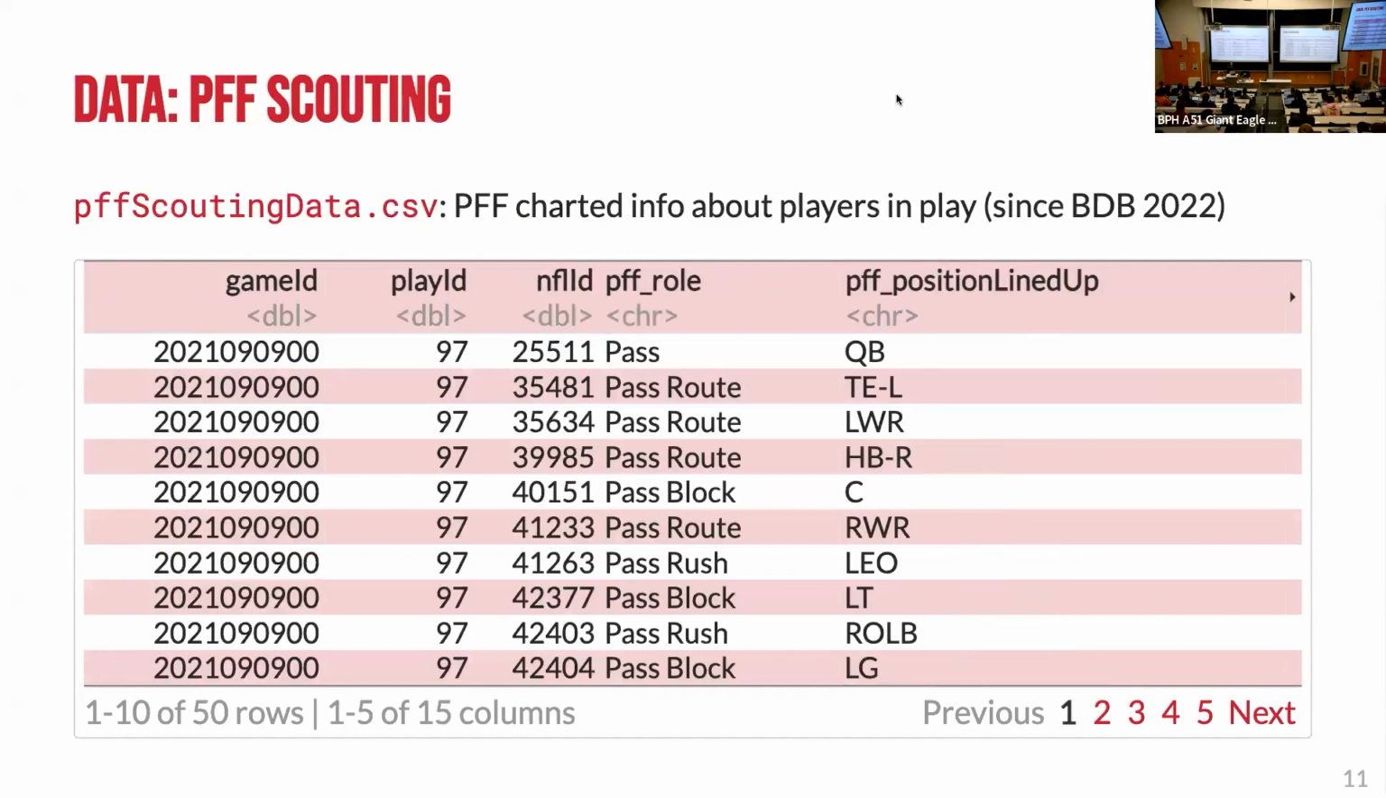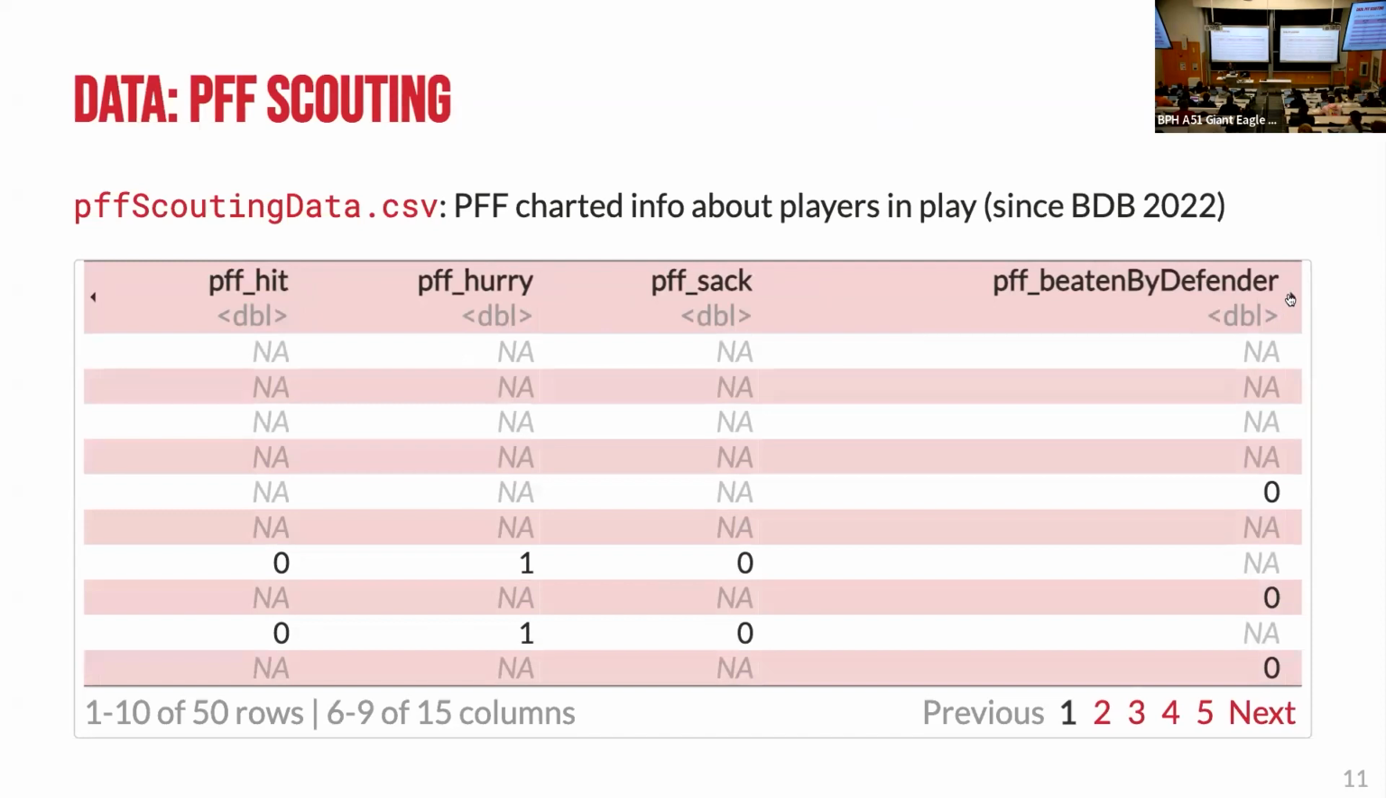Since 2022, so started 2 years ago, the Big Data Bowl also provides PFF chart information about players in the play. So for last year, again, this is chart information, so for each player within the play, within the game, we have their role, so whether they're passer, pass blocker, pass rusher, etc., and then position when they line up, and various other information that were charted by PFF. So hit, hurry, sack, that would be helpful later on, etc., many more.